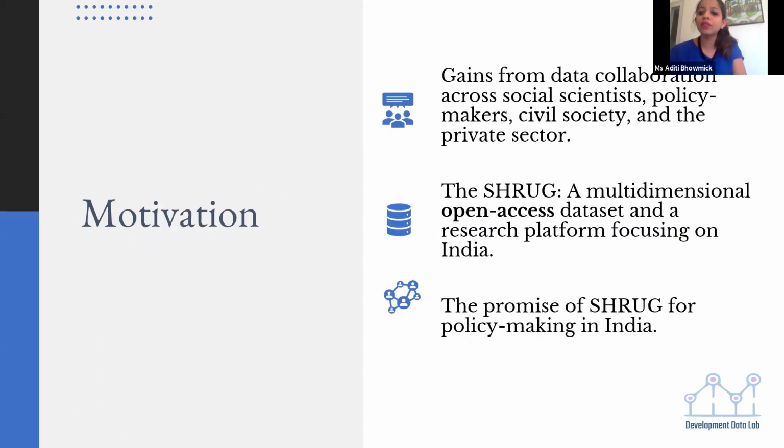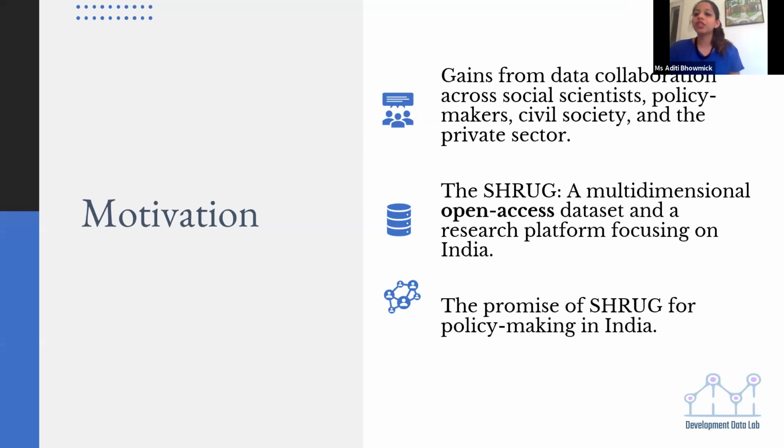So like I was saying, the motivation for the work that we have been up to at DDL is driven by the need to unlock the positive externalities and grow the pie, which is currently not happening because of limited collaboration across social science researchers, members of civil society, whether that's journalists, think tanks, public policy makers, government officials, and even the private sector. So this kind of broad thinking led us to develop the Shrug platform, which is both a data set and a platform for collaboration. I'll tell you more about it.